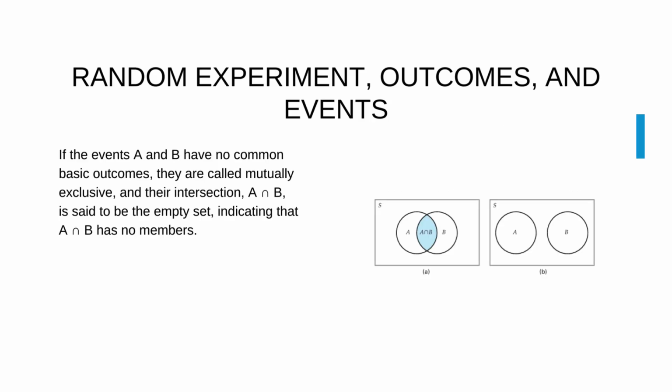Figure illustrates intersections using a Venn diagram. In part A of the figure, the rectangle S represents the sample space, and the two closed figures represent the events A and B. Basic outcomes belonging to A are within the circle labeled A, and basic outcomes belonging to B are in the corresponding B circle. The intersection of A and B, A intersection B, is indicated by the shaded area where the figures intersect. We see that a basic outcome is in A intersection B if and only if it is in both A and B. In figure B, the figures do not intersect, indicating that events A and B are mutually exclusive.